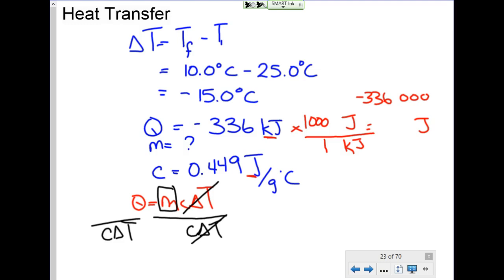Awesome. Somebody's busting me on my sig figs. Good, you're awake this morning. I only get 3 significant figures. 4.99 times 10 exponent 4 grams is going to be the mass.